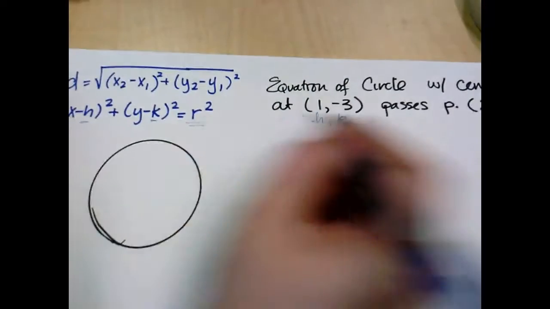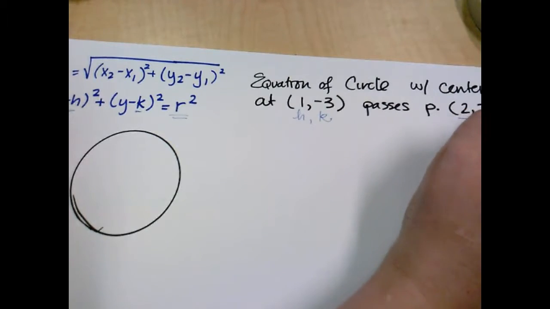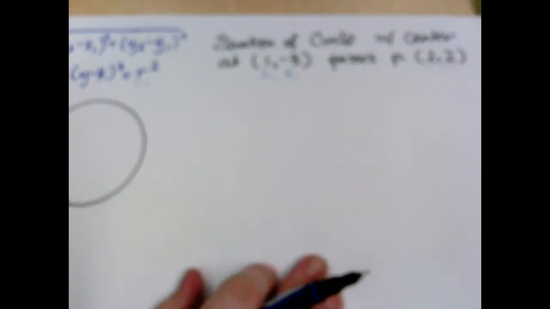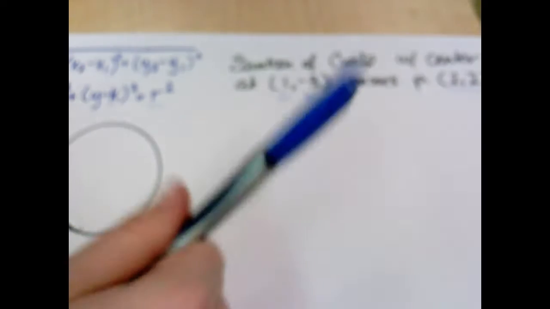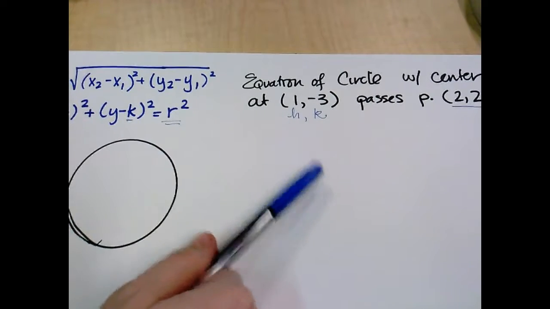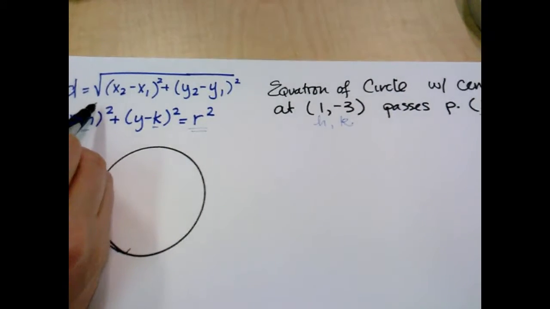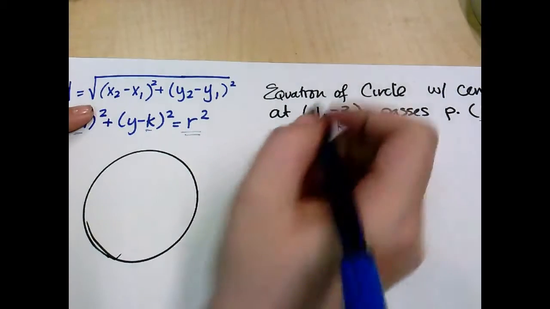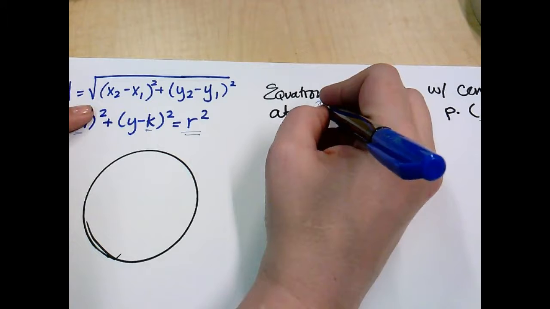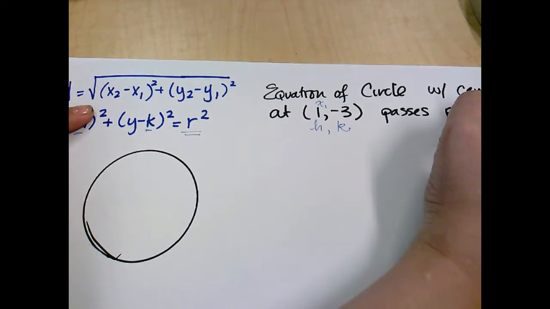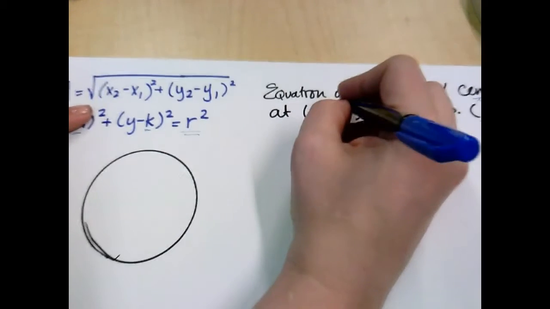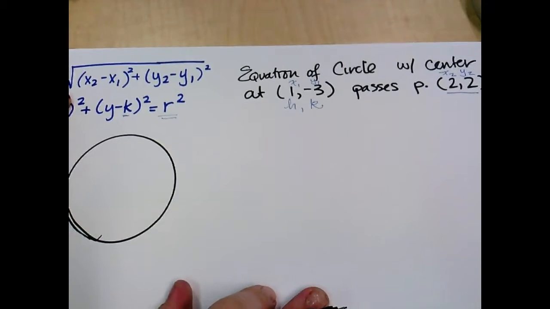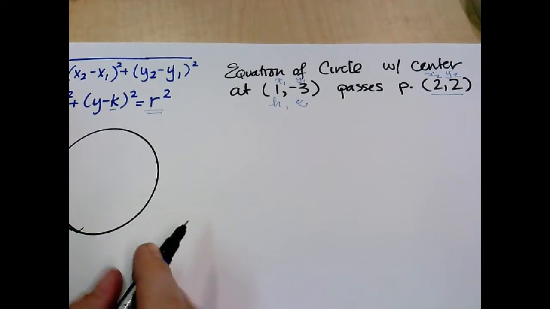When we're looking to solve for r squared, we need to find the distance from our center to that point along the circle. And in order to do that, we need to use the distance formula. So remember that in our distance formula, we're going to plug in our x values. That could be x sub 1, that'll be x sub 2, that'll be y sub 1, and y sub 2. So we're going to plug those into our distance formula and then solve.